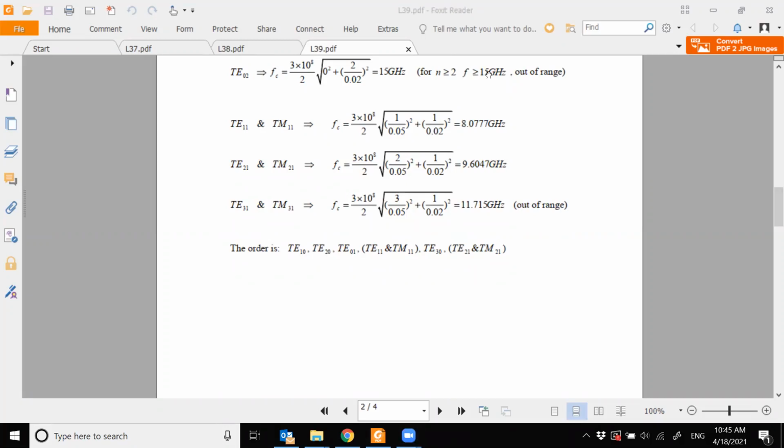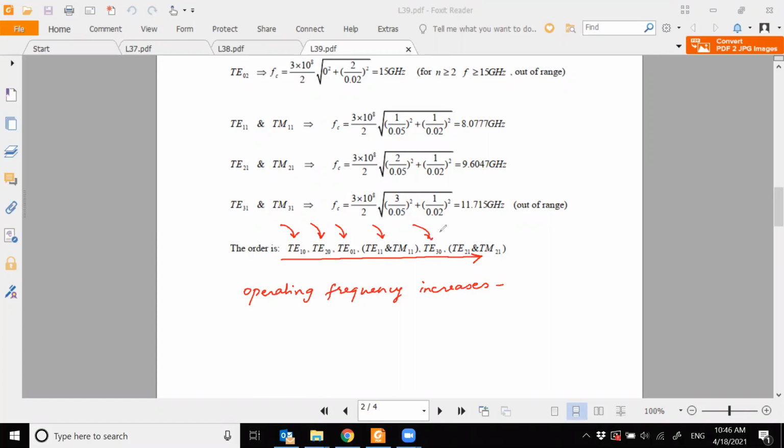So what is the takeaway message from this example? The takeaway message is that as your operating frequency increases, these modes will become guiding in this order. First, the dominant mode becomes guiding. Now, after the dominant mode, which mode will become guiding? TE2,0 mode will become guiding. Then this will become guiding. Then both of these will become guiding. That means now the TM mode will also come into the picture.